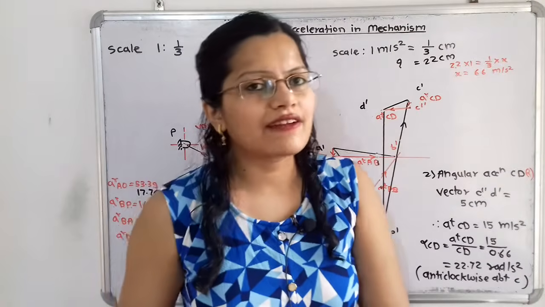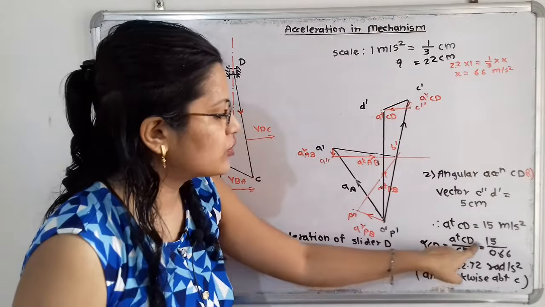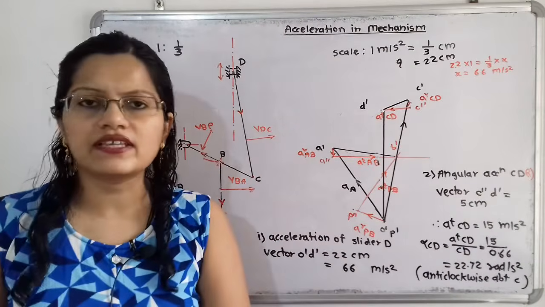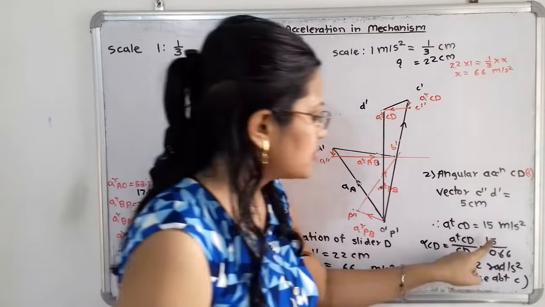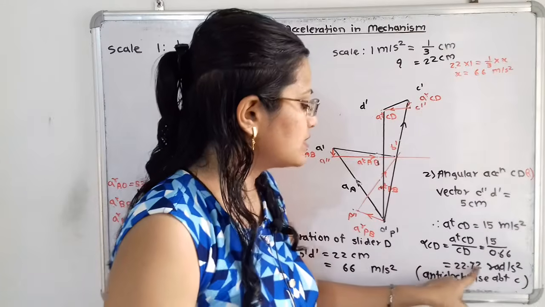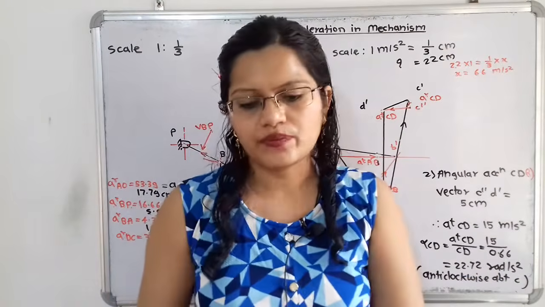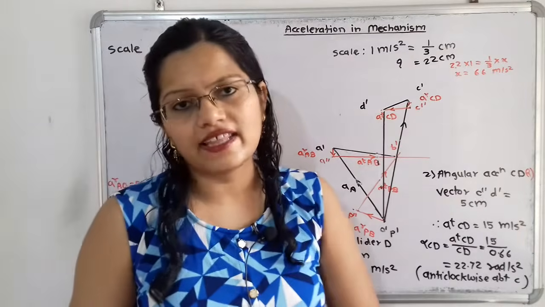So how to calculate the alpha? Alpha for link CD is equal to the tangential component of CD divided by the length of link CD. The length of link CD we have to take in meters. That is 15 divided by 0.66, which is equal to 22.72 rad per second square. So this is the answer, but now we have to decide its direction.